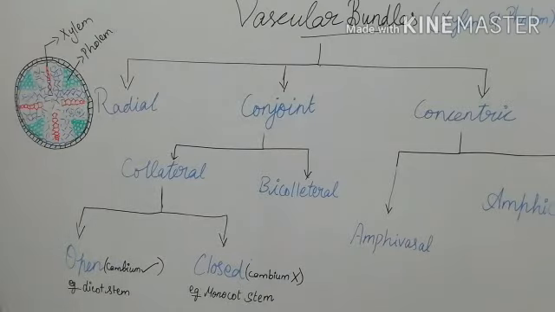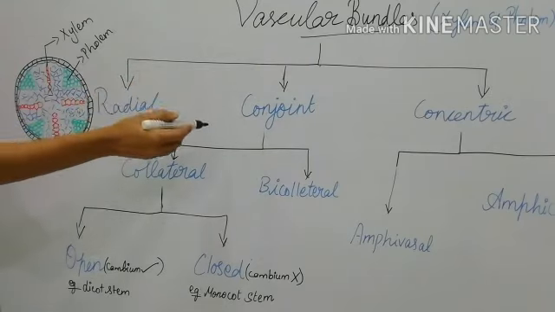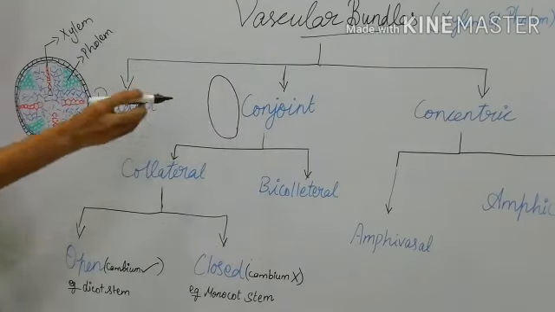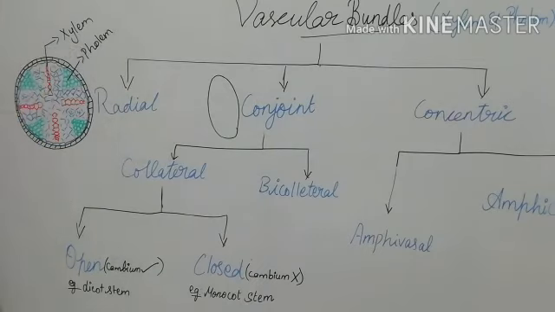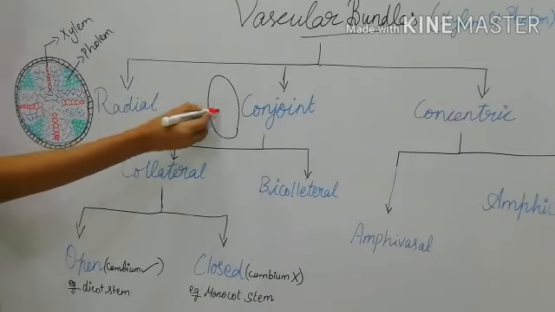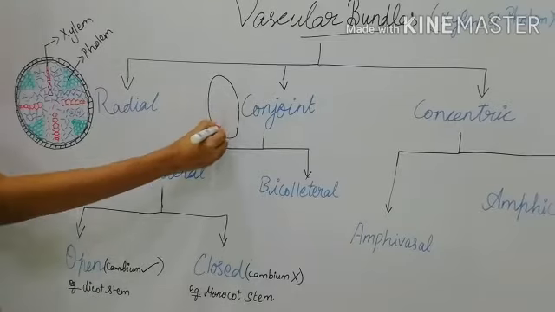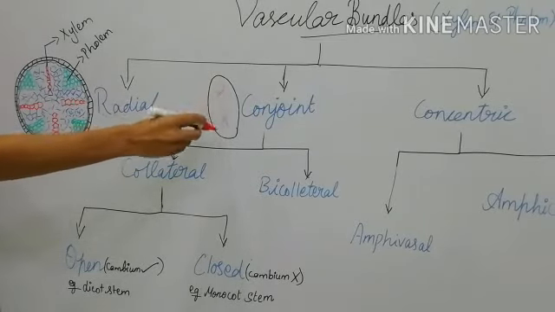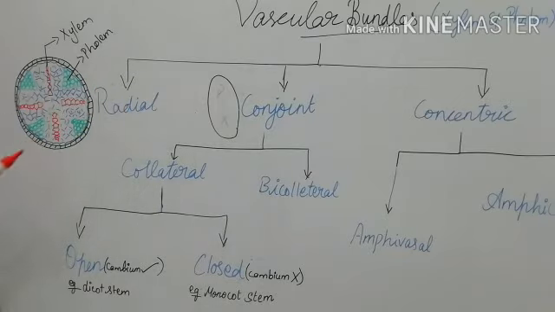And the next one is the conjoined bundle. So here the xylem and phloem will lie on the same radius. That is, the xylem and phloem will be present in the same radius. So this is phloem and this is the xylem. As it is lying on the same radius, it is the conjoined. And this conjoined is of two types. They are collateral and bicollateral.